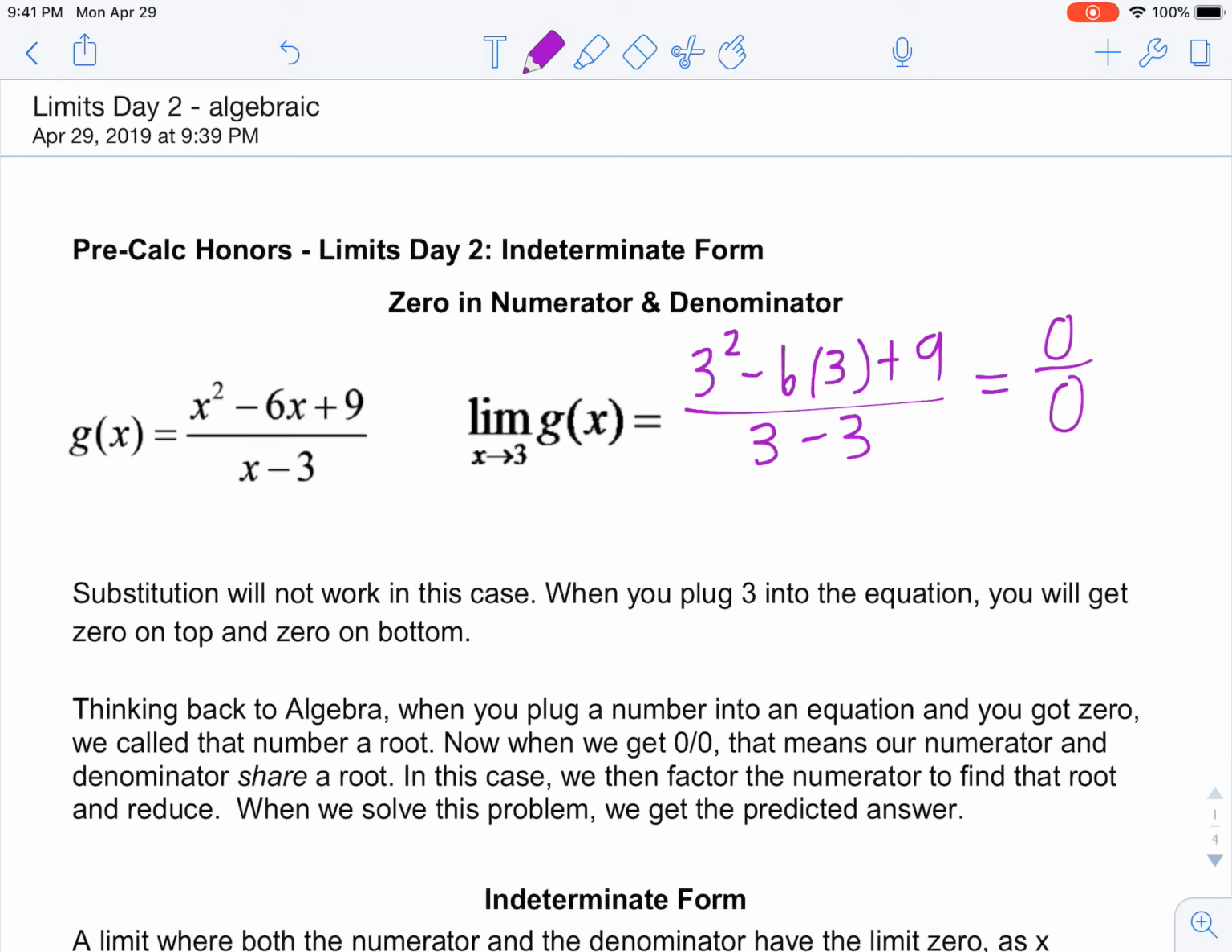So thinking back to algebra, when you plug a number into an equation and you got 0, we called that number a root. Now when we get 0 over 0, that means our numerator and denominator share a root. In this case, we then factor the numerator to find that root and reduce. When we solve this problem, we get the predicted answer.